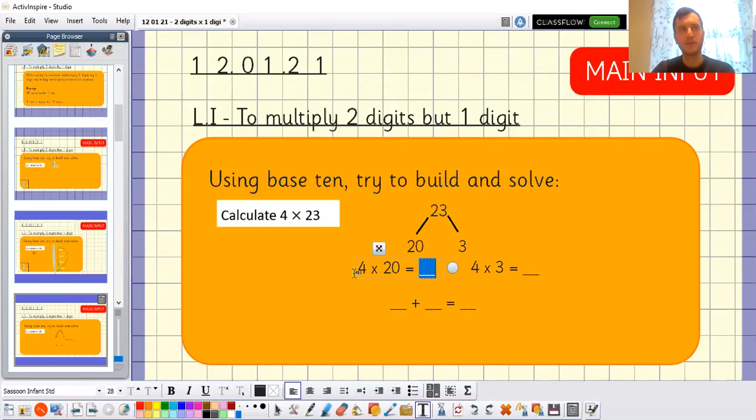So 4 times 20, I'm thinking, right, what's 4 times 2? 4 times 2 is 8, so 4 times 20 is going to be 80. 4 times 3, I know that one is equal to 12. Now I've got one more step. I've got 80 on this side, 4 groups of 20 makes 80. 4 groups of 3 makes 12. I've just got to add them together. So 80 plus 12 is equal to 92. And that's another way that we can solve it a little bit quickly.